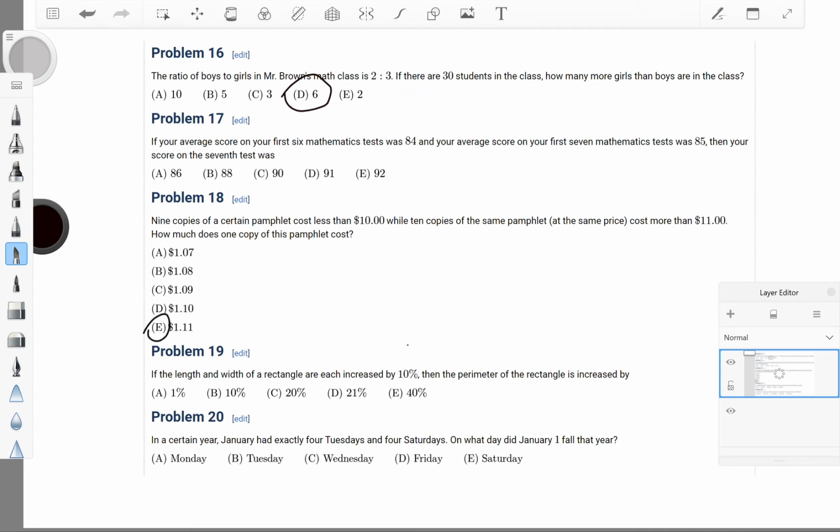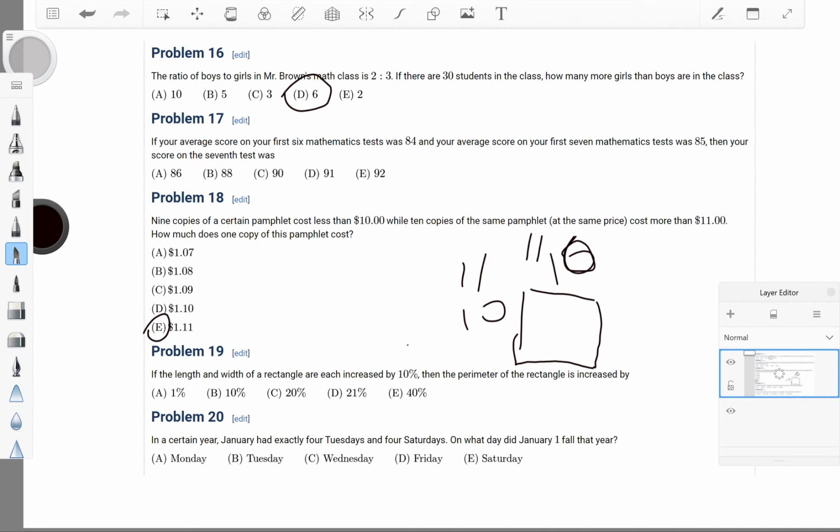Okay. If the length and width of a rectangle are each increased by 10%, then the perimeter of the rectangle is increased by how much? Let's see. Let's call the rectangle a square. Let's give it each side length 10, right? This is the easiest way, by far. I mean, you could easily algebra your way through it, and lots of people might. 10% more than 10 is what? 11, right? So 11, 11.